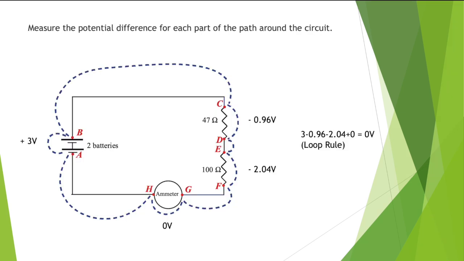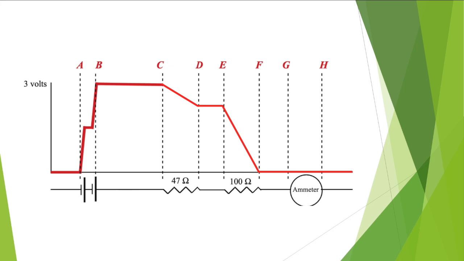Measure the potential difference for each part of the path. I used a voltmeter from points A to B, C to D, and so on. The differences are shown, and adding them all together adds up to 0 volts total, as expected per the loop rule. Here's a graph I drew to show the potential difference along the path of the circuit.